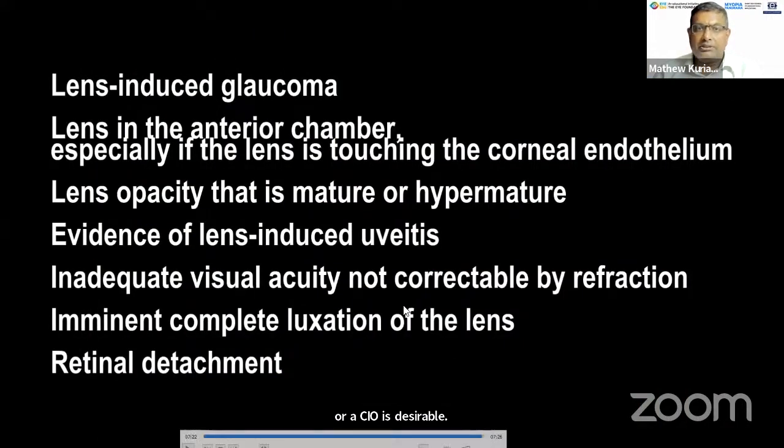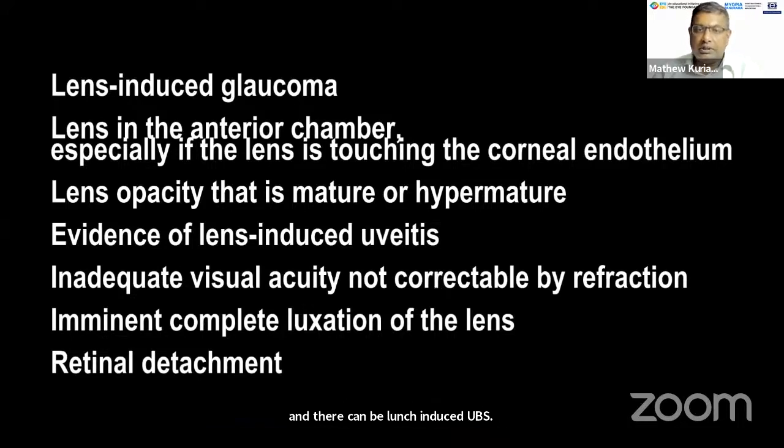Finally, the complications: lens-induced glaucoma can happen. Lens can come into the anterior chamber, especially if the lens is touching the cornea. Then there can be decompensation. Lens opacity can be mature or hypermature, and there can be lens-induced uveitis. There can be inadequate visual acuity, not correctable by refraction. There can be incomplete luxation of the lens, and in myopes, retinal detachment is always a problem. Thank you very much for this opportunity.